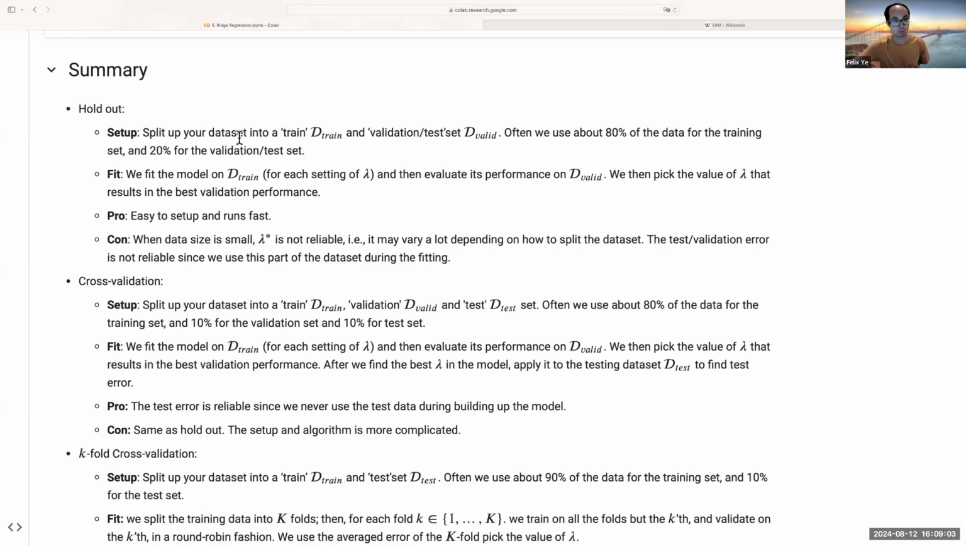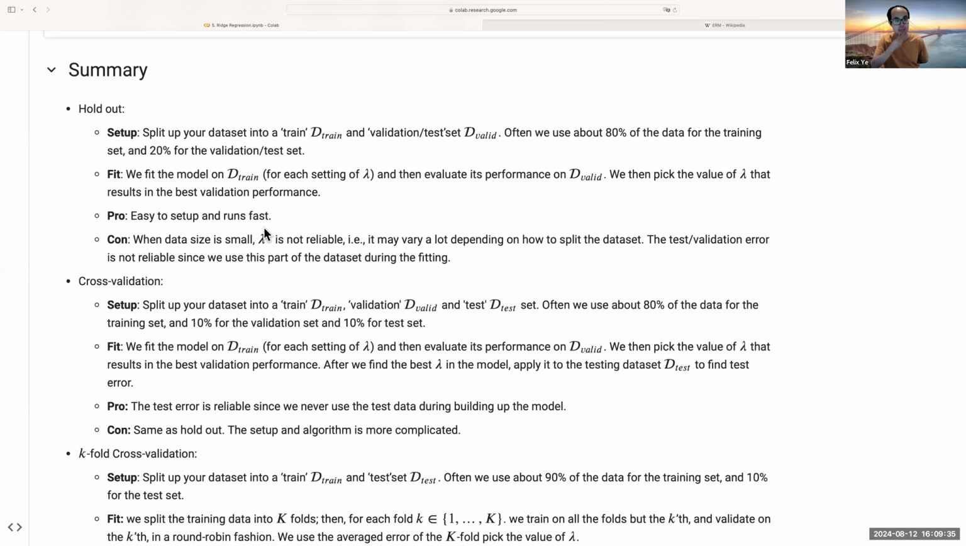First is holdout. We basically split your data set into a training and a validation set. We usually use an 80%, 20% split. The whole idea is we fit the model on the training set for each setting of lambda, then evaluate performance on the validation set. Then we pick the value of lambda that gives the best validation performance. So this is very easy to set up and it runs very fast.